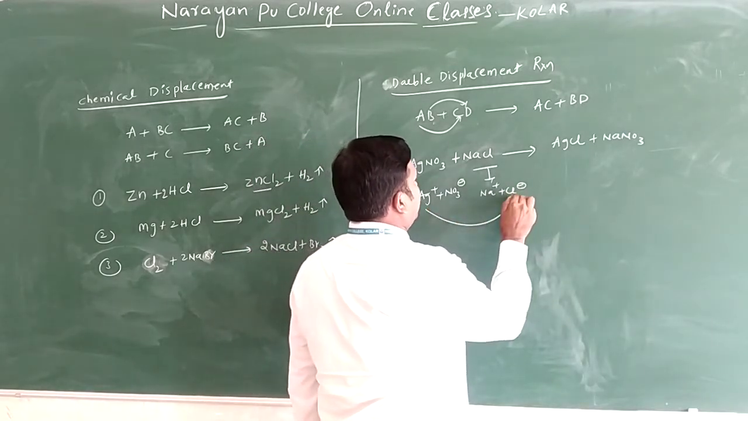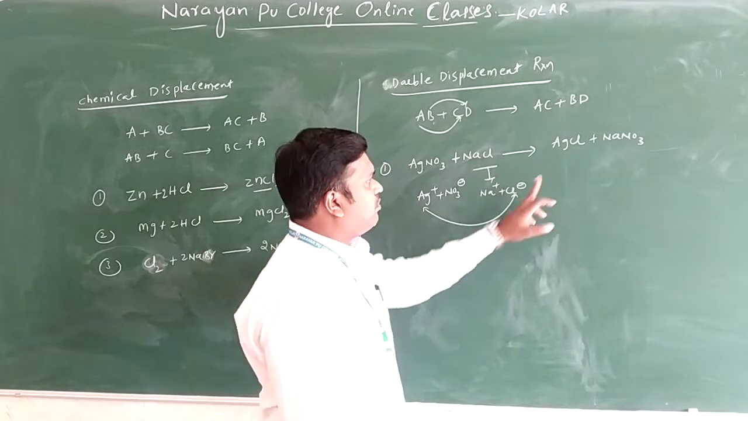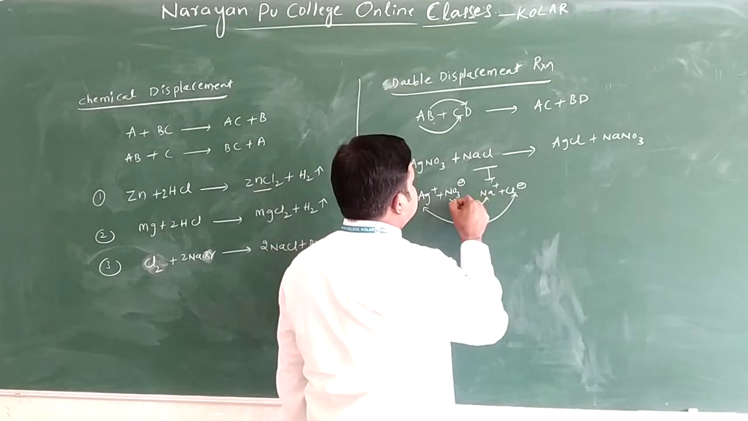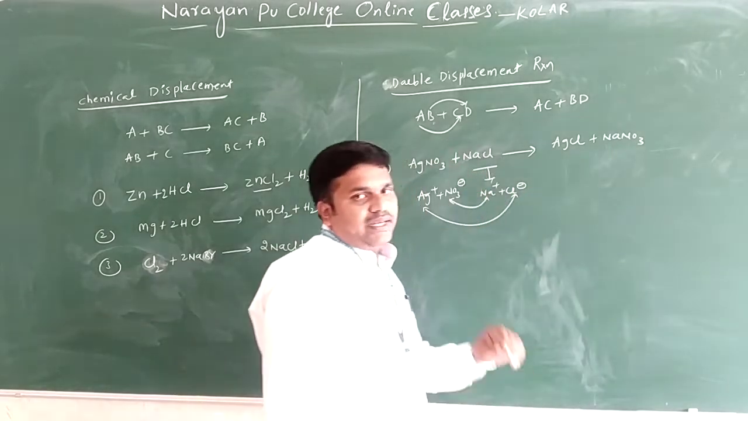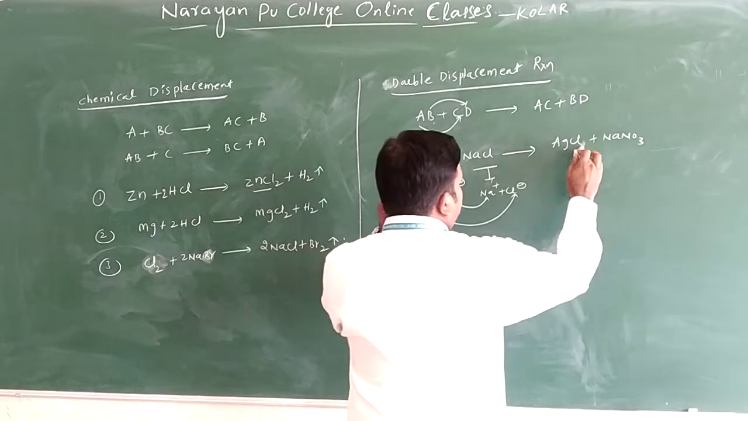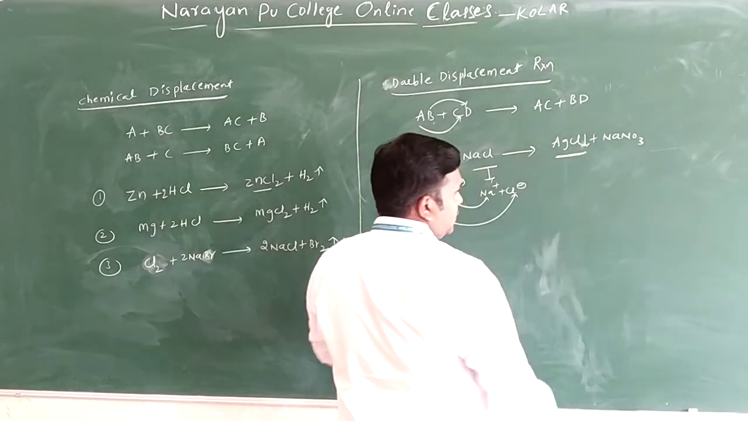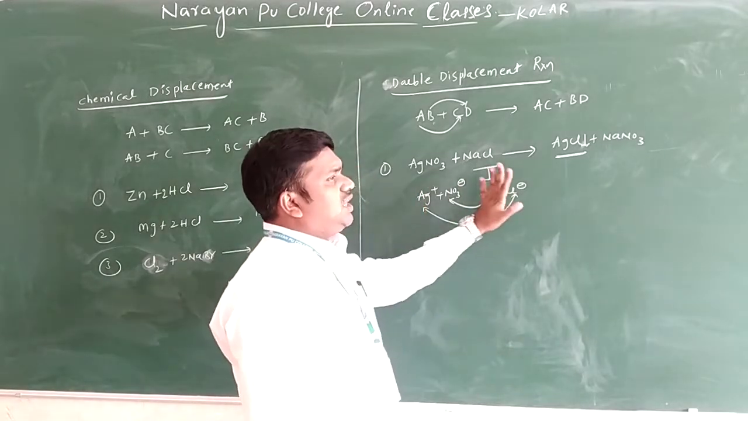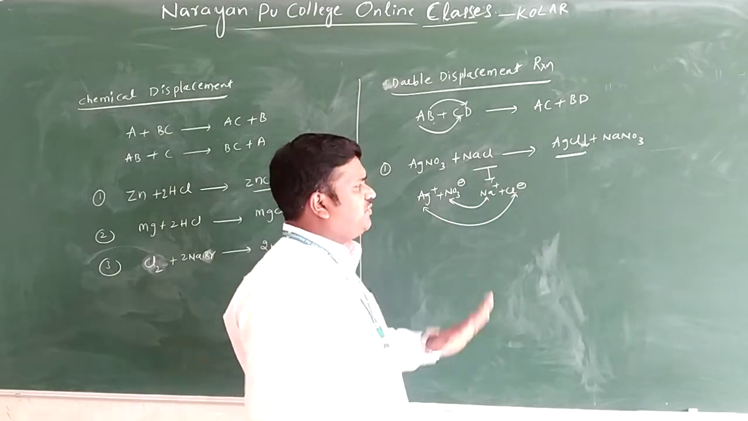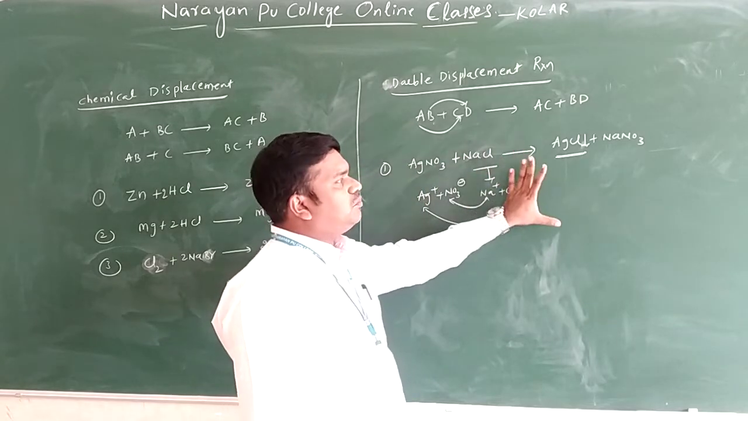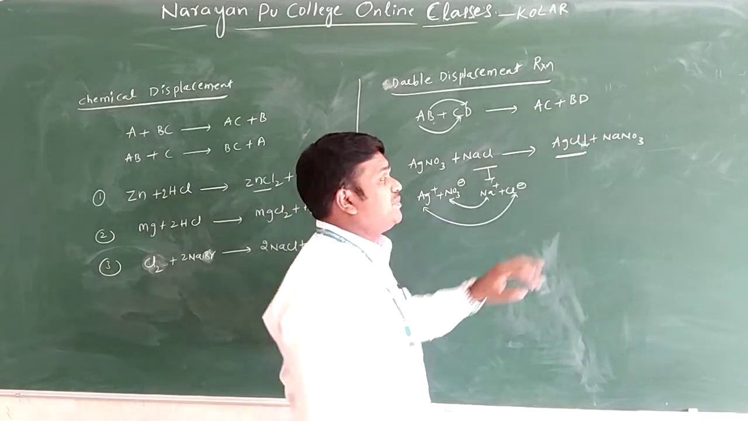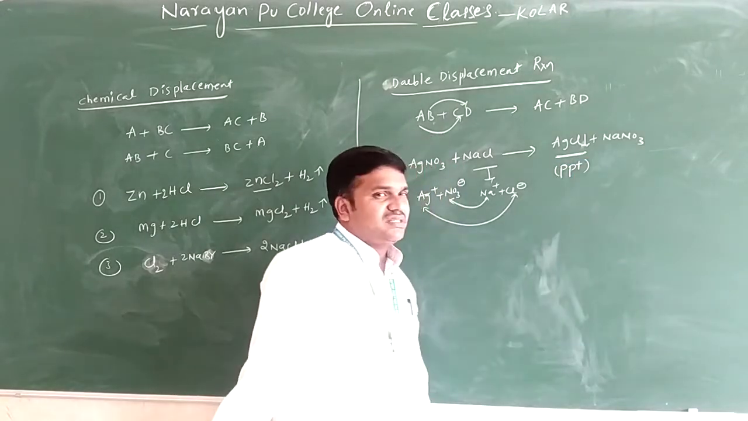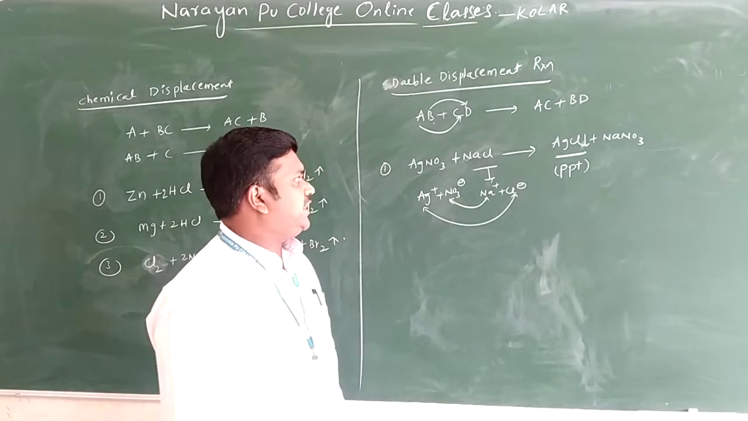These positive and negative ions, Ag plus and Cl minus, combine to form AgCl, and NO3 minus and Na plus combine to form NaNO3. Generally AgCl forms a precipitate. You understood, I think? Exchanging of positively and negatively charged ions takes place between ionic compounds. The precipitate formed here is a white precipitate.